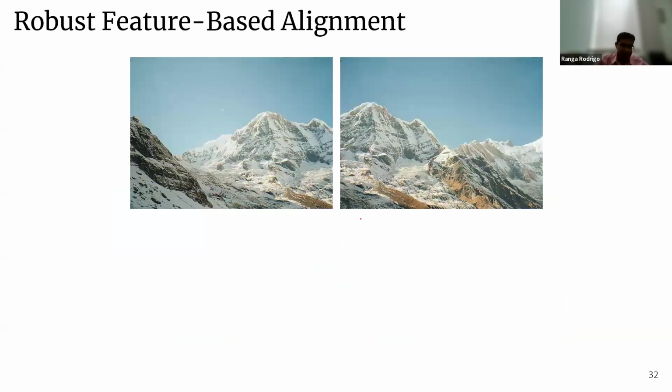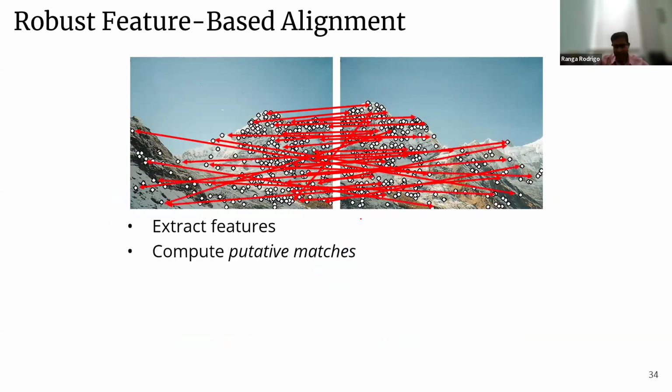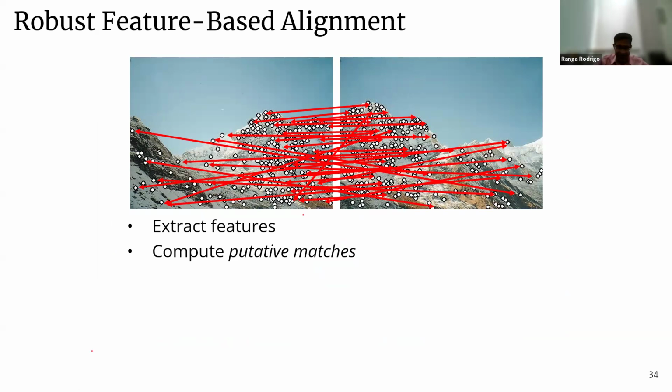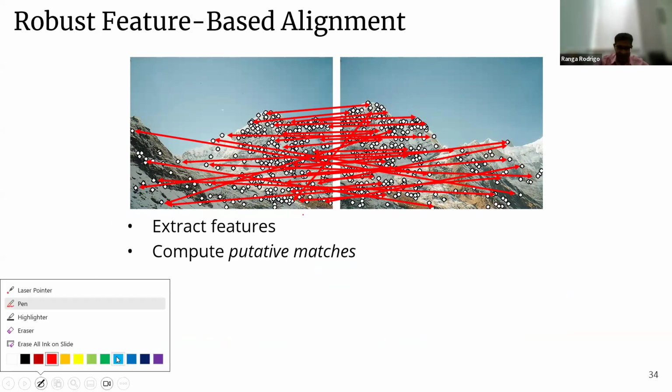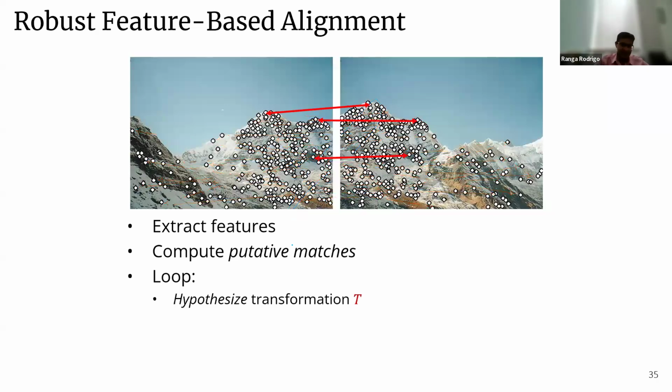Then what we have to do is use feature-based alignment. That means you have to extract features in both the images. That means SIFT features. So these are the SIFT features. And then we have to compute putative matches. Putative matches means probable matches. But among these putative matches, obviously, you can see that this match is incorrect, right? It does not follow the general trend. So incorrect matches will be there.